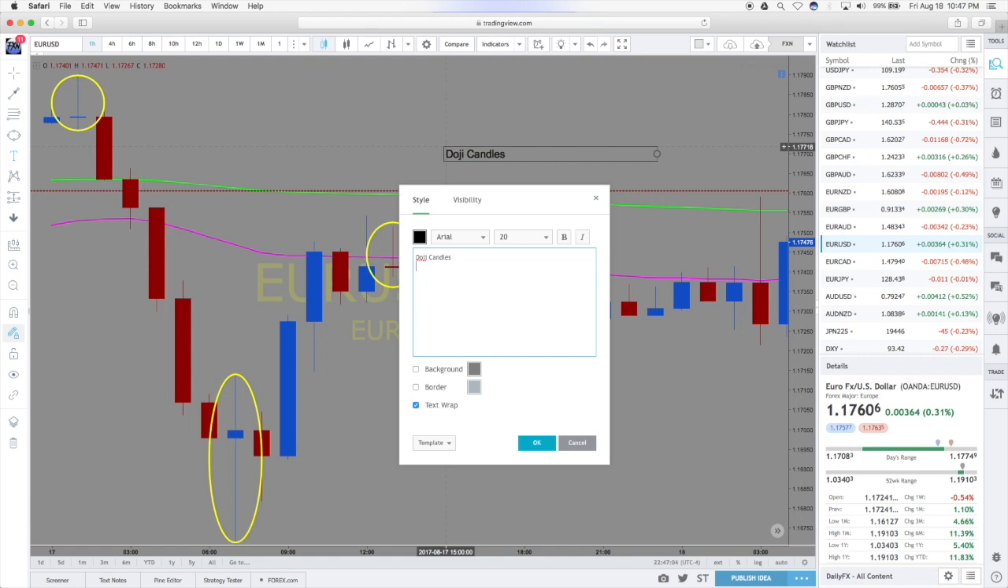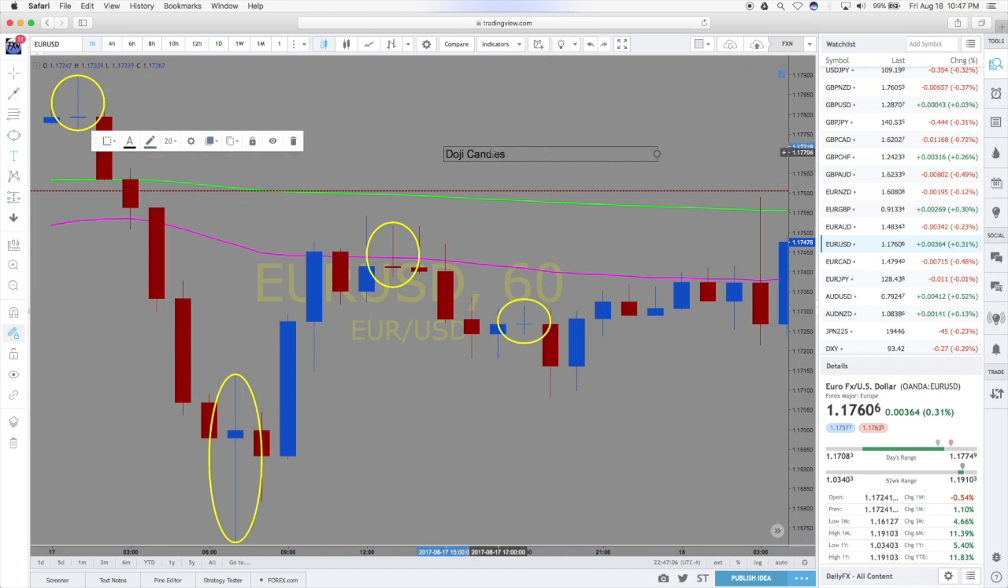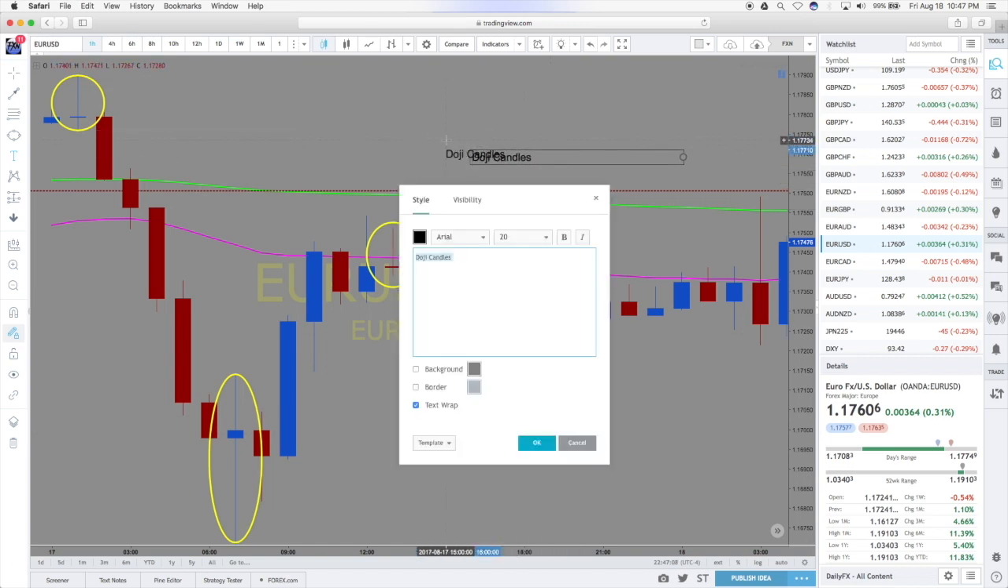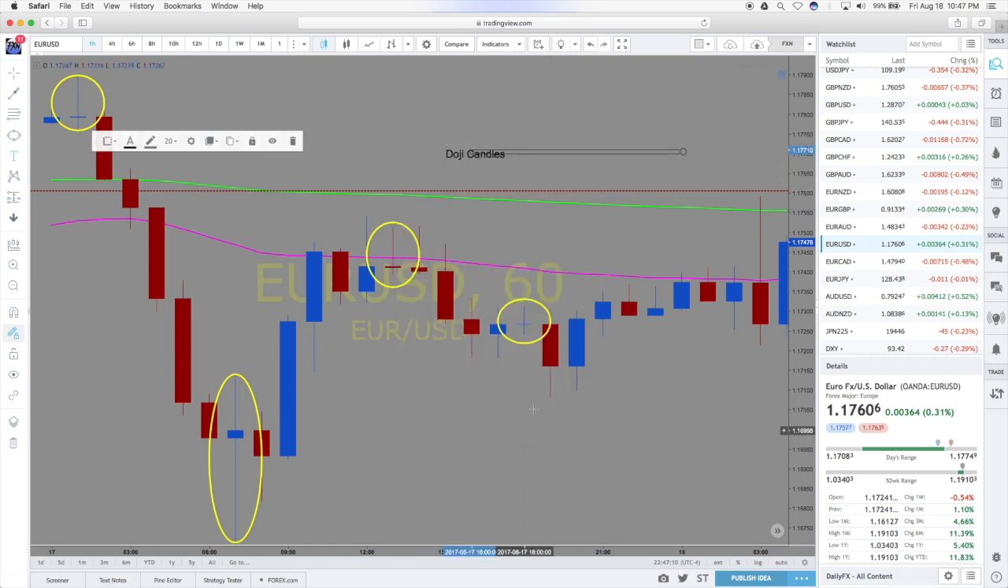So Doji candles is what they're called. Okay, so they're called Doji candles, is what these are called. All right, now Doji candles appear in the Forex market when a candle has the same or very similar opening and closing price. So these are the examples that I'm talking about.